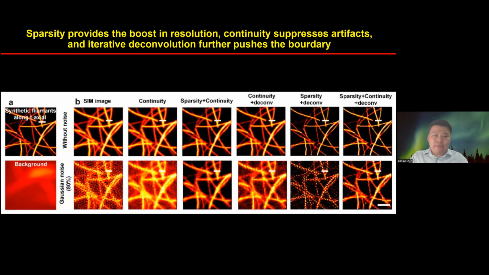And lastly, I will emphasize that the whole pipeline is required. These are simulated data as shown here. If we just have sparsity and continuity without deconvolution, it will not work. It will not reach the ground truth. If you just have continuity plus deconvolution, you get a smooth image, but not much improvement in resolution. If we just have sparsity and deconvolution without the continuity to constrain the noise, you see an aberrated image, okay?